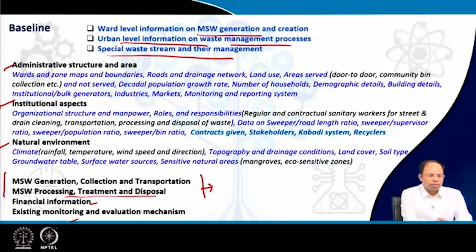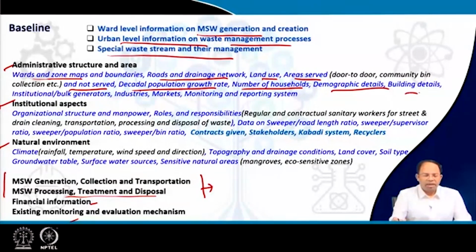Now, in the case of administrative structure and area, these are the data that is required. For example, ward and zone maps and boundaries. Zones means the solid waste management zones, right? As we have discussed earlier in administrative structure, we can divide the city into multiple zones. Road and drainage network, land use, areas served by door-to-door collection, areas served by community bin collection, areas which are not served at all. So which are the areas in the city? Decadal population growth rate, number of households, demographic details, building details, which are the bulk generators, industries, markets, monitoring and reporting system, and so on.